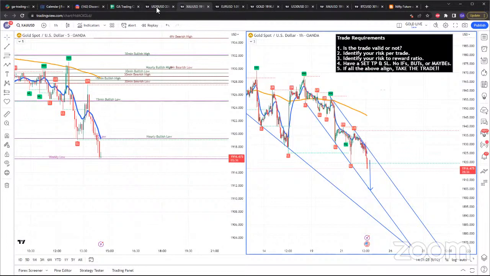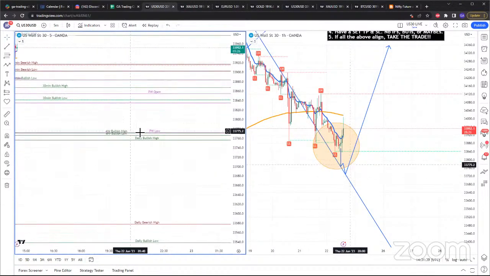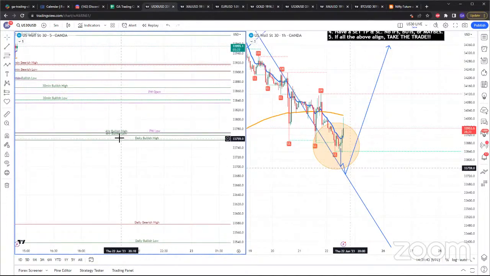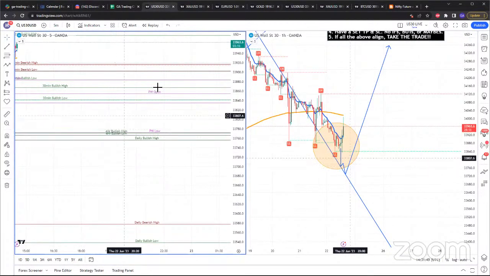That's it. I look at US 30. I just told you guys for US 30, the only time I'm waiting to buy US 30 is at around 33,775. And for those of you who are on the live session with me on Tuesday, I did identify this area. I did mention 33,755, 775.